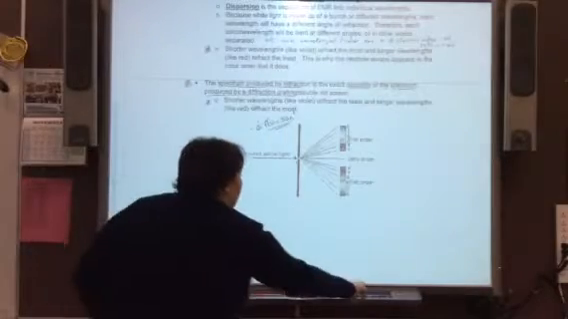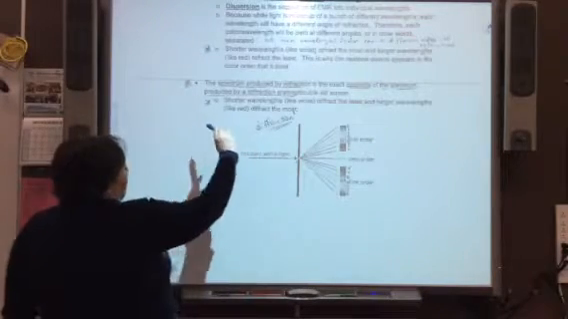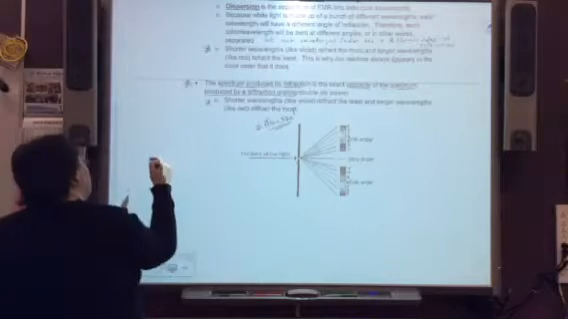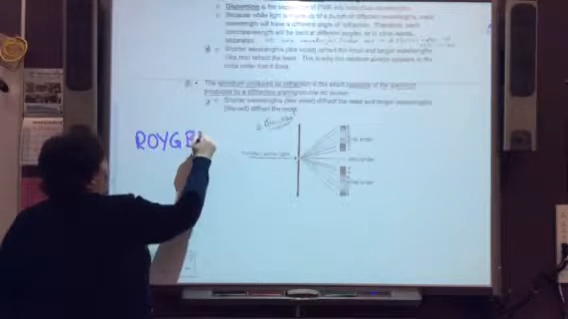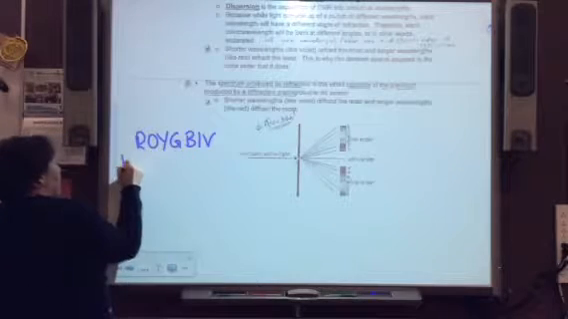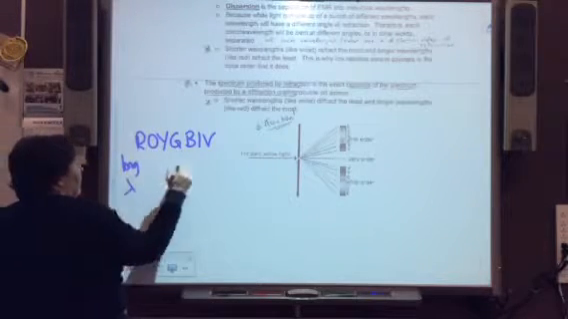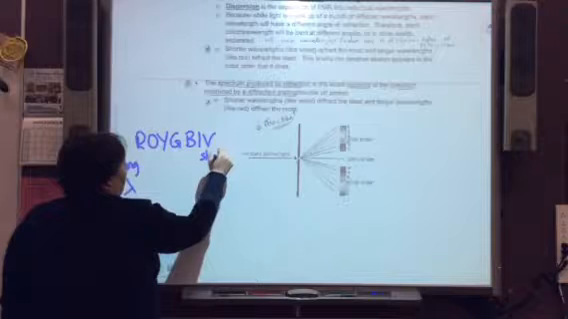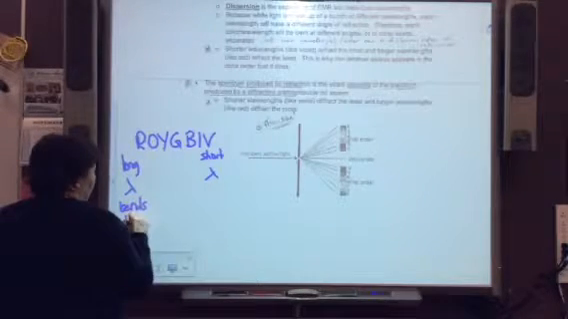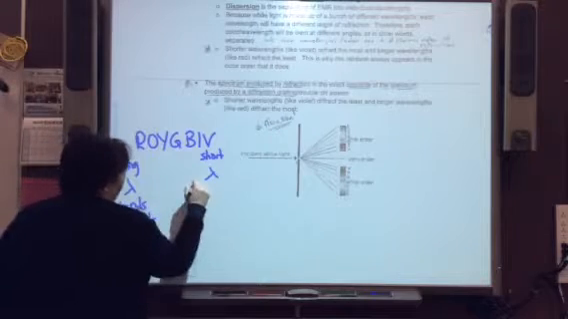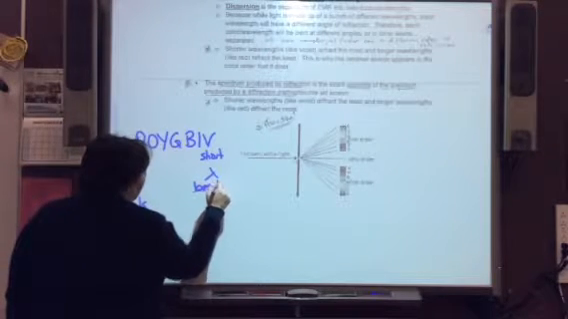Okay, because here, if you're just looking at the spectrum produced by refraction, we get red, orange, yellow, green, blue, indigo, and violet. This is the longest wavelength, this is the shortest wavelength. This bends the least, this bends the most.